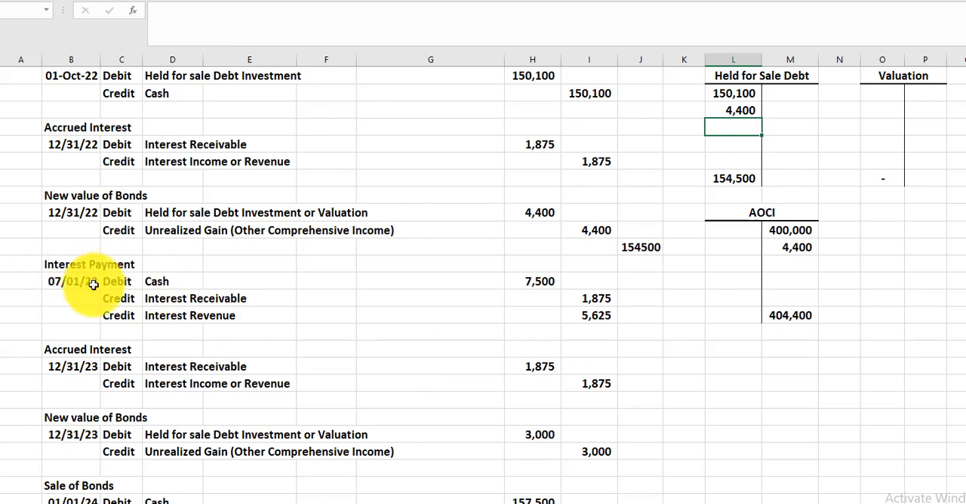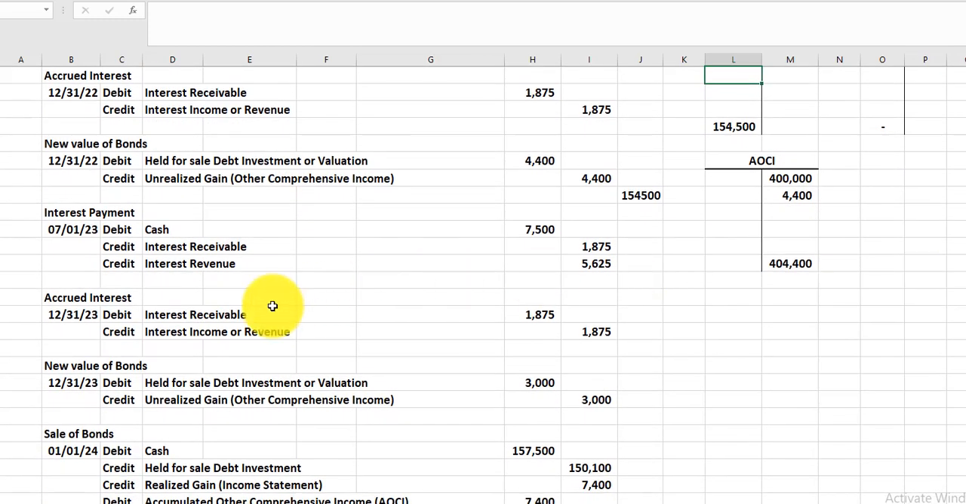Okay, then we have an interest payment receipt. We receive cash, and we credit interest receivable that we originally recorded, and interest revenue or income, again, depending on which one we determine it is. And then we're going to have the same accrual at the end of 2023. Exactly the same dates, because it's just going to happen every year. And interest income or revenue.